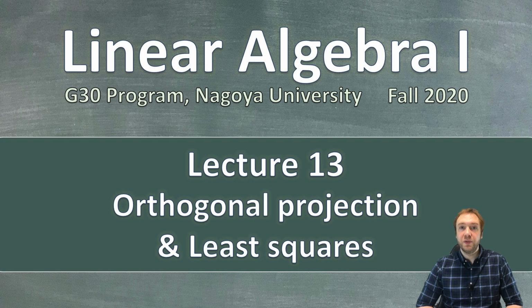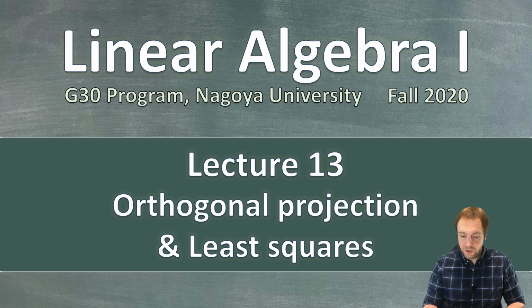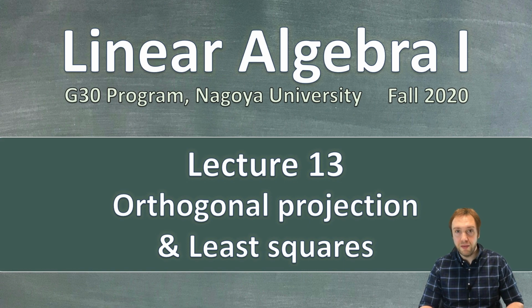So last time we introduced the notion of orthonormal basis for a subspace in Rn, and this was just a basis where these basis vectors are pairwise orthogonal and each of these vectors have length 1. And today we want to give some application for this concept. And so the topic we are going to talk about today is orthogonal projection and the so-called least square method.